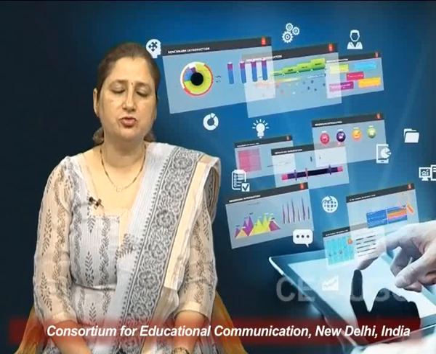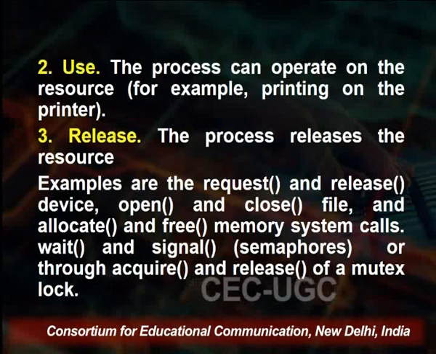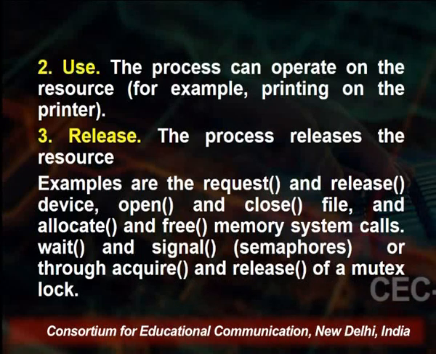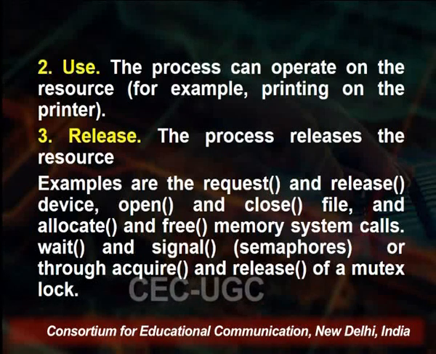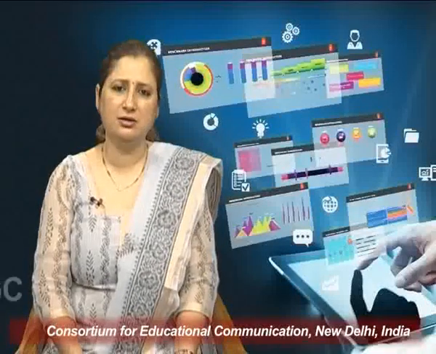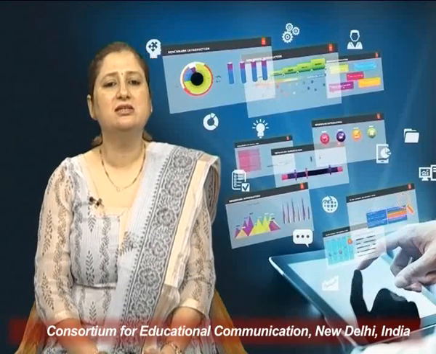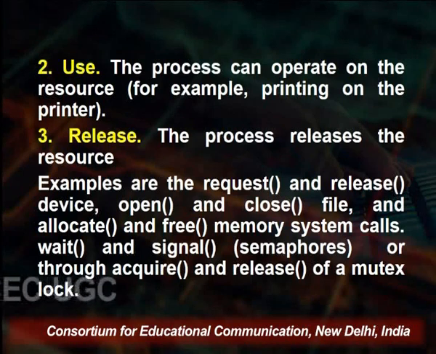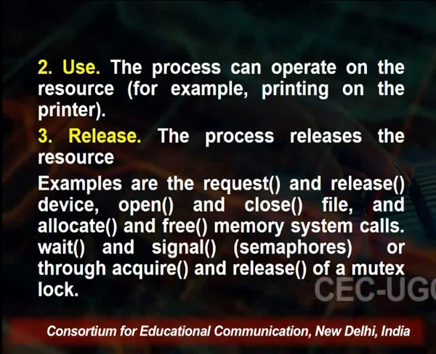Then the next step is use. Once the process which requested a resource gets the resource, it will operate on the resource. For example, if a process asked for a printer and did not get one, then as soon as the printer becomes available for the process, the printing will start on the printer. So, the task will be completed, and finally, when the task is completed, the resource is released back to the system. So, the third step is the release step, when the process releases the particular resource.